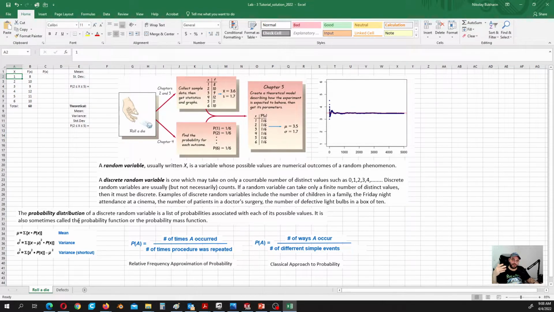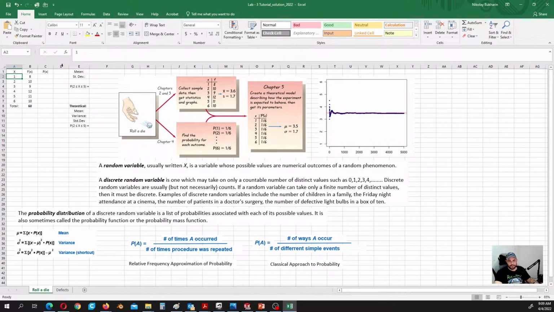What the law of large numbers tells us is that the more we roll a die, the more we repeat the procedure, the closer our experimental values are going to be to the theoretical. So the relative frequency approximation of probability is going to be closer to the classical approach to probability.